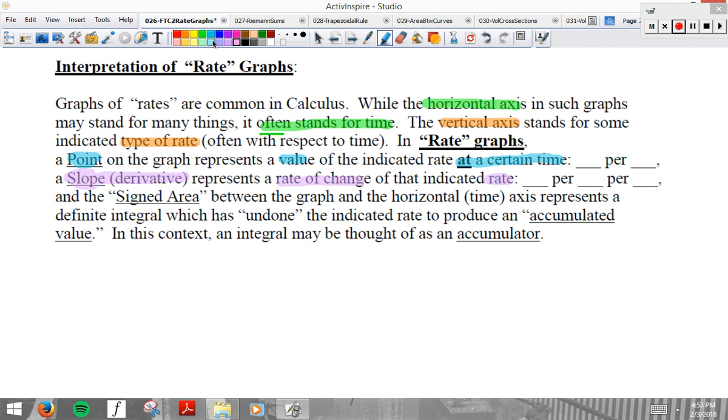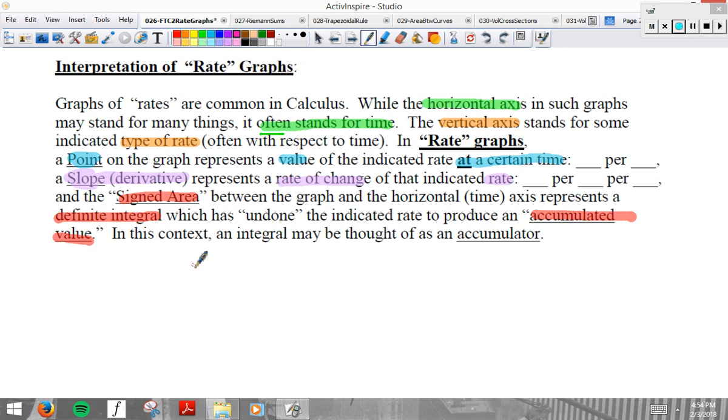The signed area, also known as a definite integral, the signed area between the graph and the horizontal axis will be a definite integral, which is an accumulated value. So in this context, and in many contexts throughout chapter 6, we're going to be thinking of the integral as an accumulator. Now, don't get too worried about this. You've already been doing this if you follow the lessons sequentially.